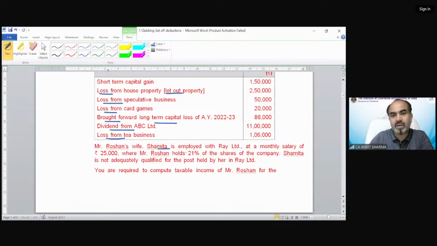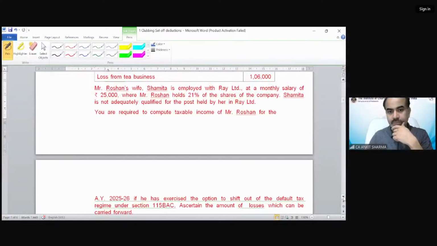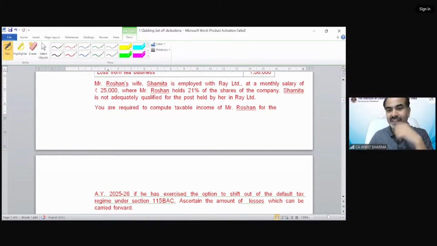Roshan's wife Shamita is employed with Ray Limited at a monthly salary of 25,000, where Mr. Roshan holds 21% of the share of the company. Shamita is not adequately qualified for the post, so this amount is going to be clubbed also. You are required to compute the taxable income of Mr. Roshan for assessment year 25-26, if he has exercised the option to shift out of the default tax regime under section 115BAC, and you need to tell also what kind of loss is going to be carried forward. So this needs to be solved under the optional tax regime.